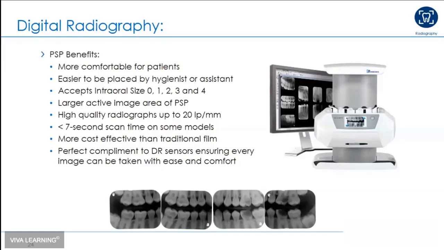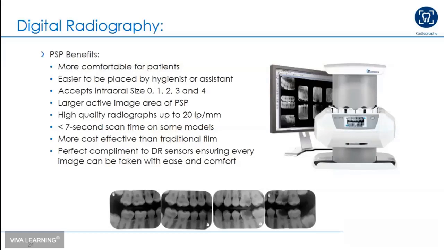Whether you're the dentist taking the film, the hygienist, or the assistant, doesn't matter. It takes all intraoral sizes: size 0 film, size 1, size 2, size 3, and the occlusal film, a size 4. It has a larger active image area, at least 25 to 38% greater capture area than the sensors on the market. You get high quality radiographic results.